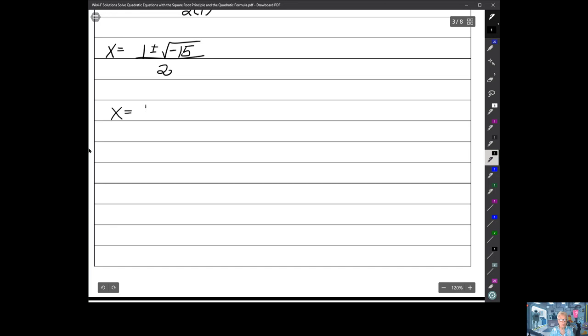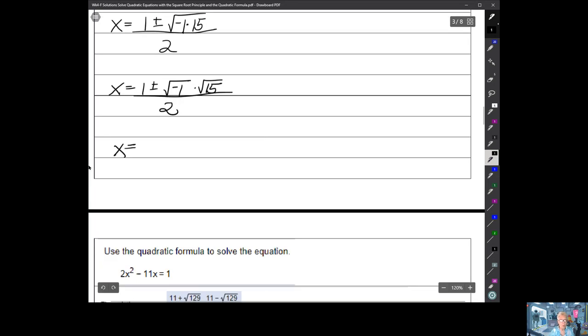X equals 1 plus or minus the square root of negative 1 times 15 over 2. X equals 1 plus or minus the square root of negative 1 times the square root of 15, all over 2. X equals 1 plus or minus i times the square root of 15 over 2.